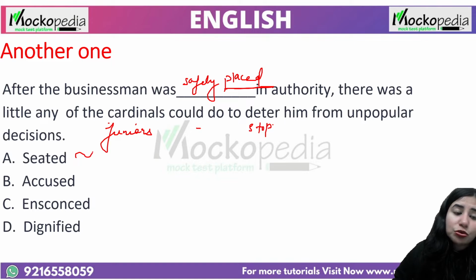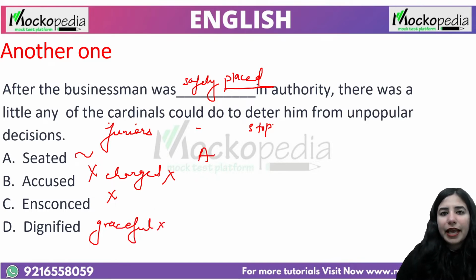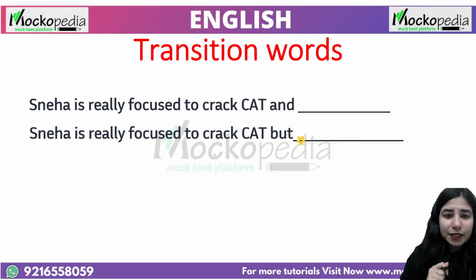Seated exactly matches, so we can keep. Accuses, charges, so of course, charges we are not talking about. The saying is that he was placed comfortably, so nobody could do anything to displace him or stop him from doing wrong things. So this also goes out. Ensconced also doesn't match the predicted word. Dignified is when you are in a graceful place. So graceful also doesn't match. So what would be the correct answer? A again. See how simple the questions are. It is not taking time and you are getting clarity with the information that the sentence offers, right? So let's further proceed. Oh, great.